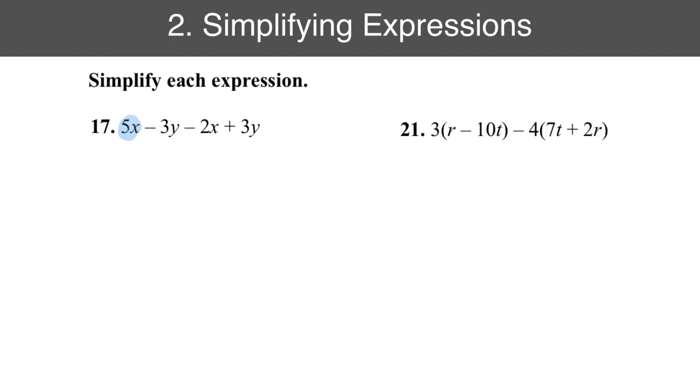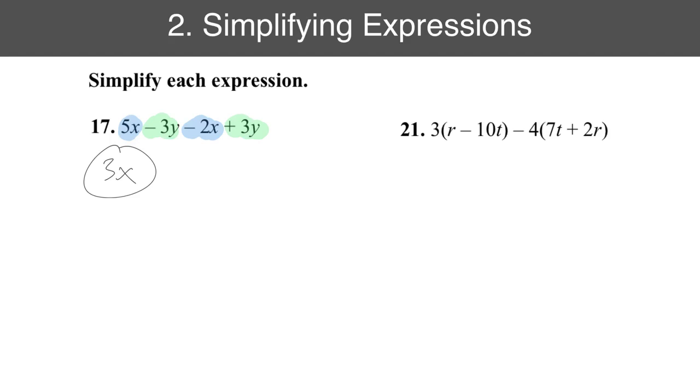So we have 5x here, and we have negative 2x here. So the first thing we're going to do is we're going to say 5x minus 2x. Well, 5 minus 2 would be 3. And then we put the x back on it. Then we do the y's, and if we look at the y's, we have negative 3y and a positive 3y. So we do 3 minus 3, which would be 0. And so we just don't write anything. It wouldn't be 0y, we just wouldn't write it. So the answer would just simply be 3x.